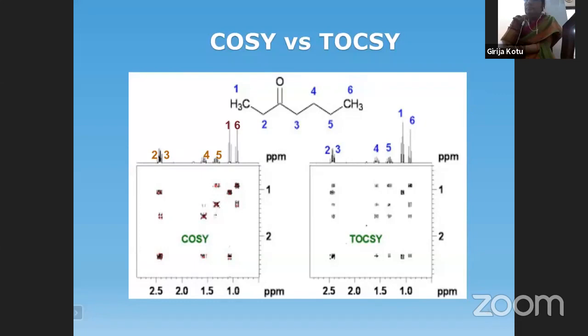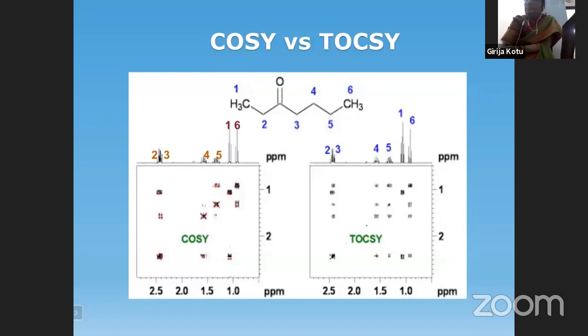So even in TOCSY, the carbonyl is interrupting the ethyl spin system from that of the butyl spin system. So ethyl will not interact with butyl and butyl will not interact with ethyl. But among the butyl 3, 4, 5, 6, normal COSY will show only the connectivities between 3 and 4. 3 will have only one connectivity to 4, and 4 will have connectivity to 5 also along with 3, and 5 will have connectivity to 4 as well as to 6, and 6 will have connectivity only to 5.